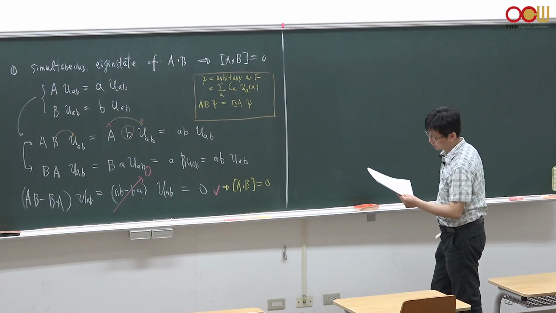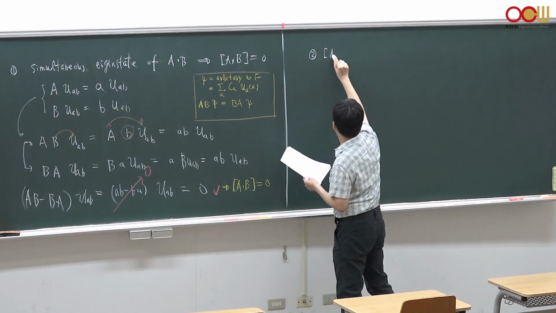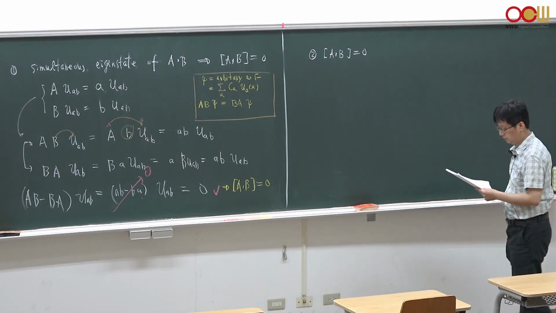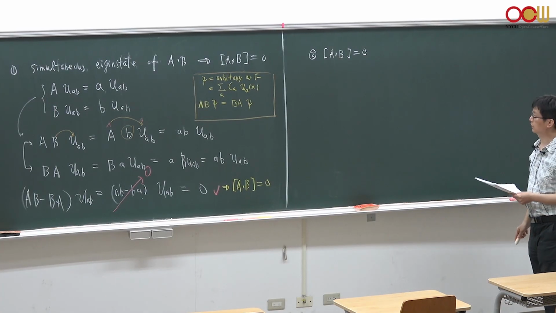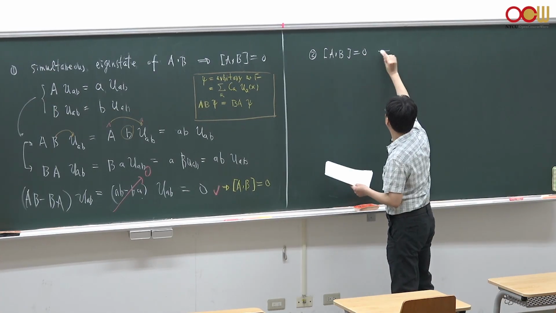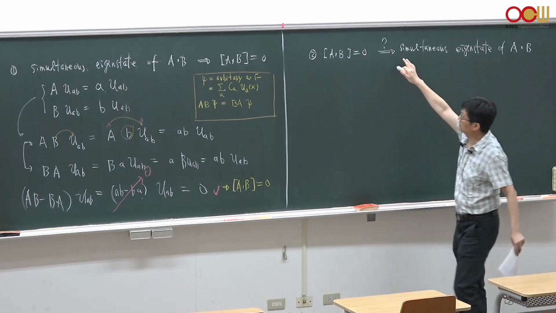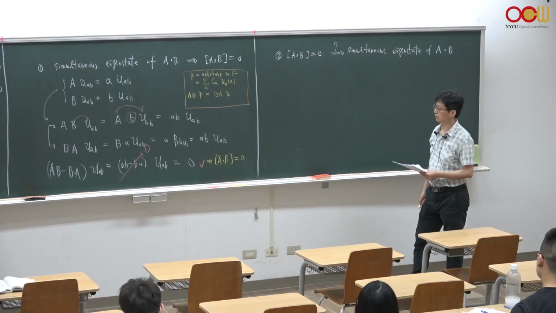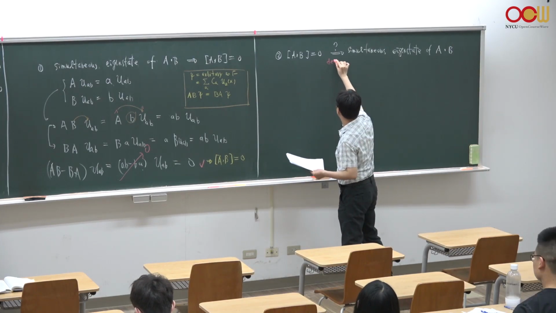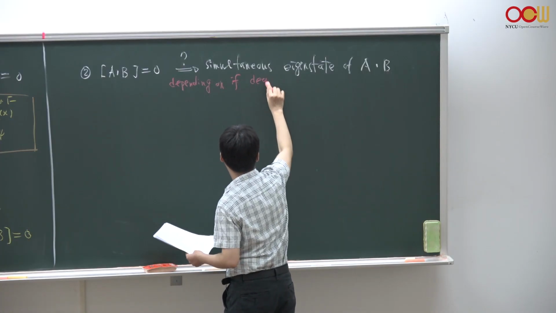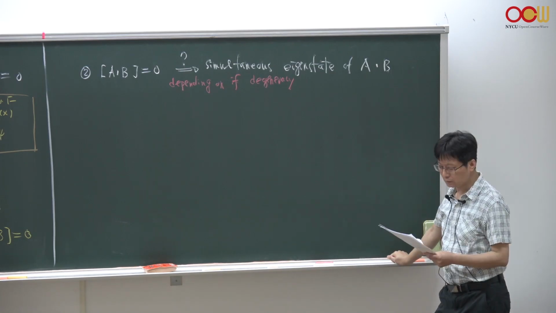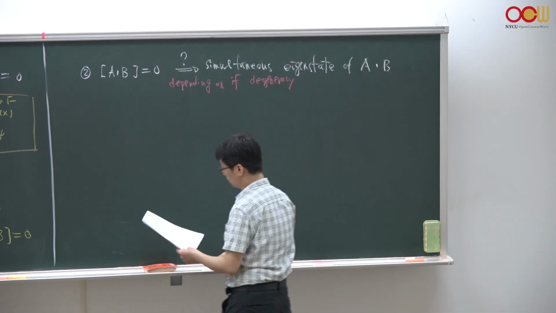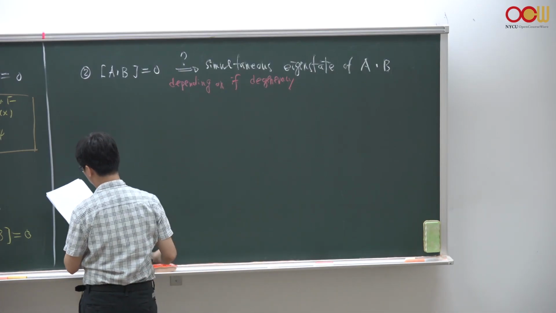So let's just discuss the other way around. When we have such a vanishing commutator between A and B, can we find a simultaneous eigenstate of A and B? There's a question mark because it depends on whether there's a degeneracy or not. For degenerate states, we should actually discuss separately. So let's just discuss first if there's no degeneracy.